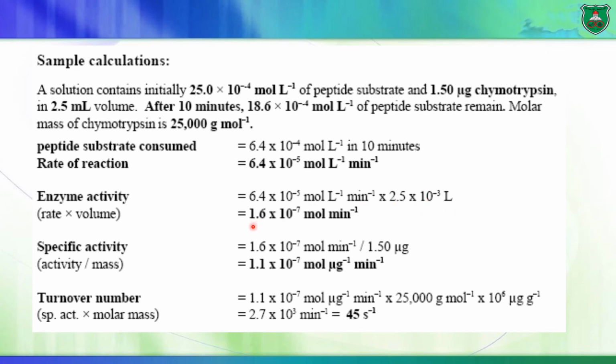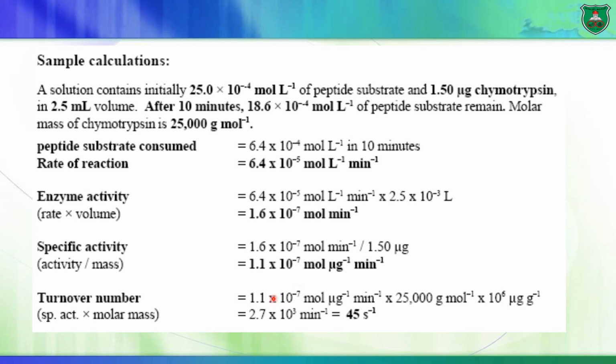Now, we need to know the specific activity of the enzyme. We know the amount of enzyme in micrograms. Again, specific activity tells us something of the purity of the enzyme. So it's basically the activity of the enzyme over the grams of enzyme, how much enzyme you have, which is in this case 1.1 times 10 to the minus 7th.